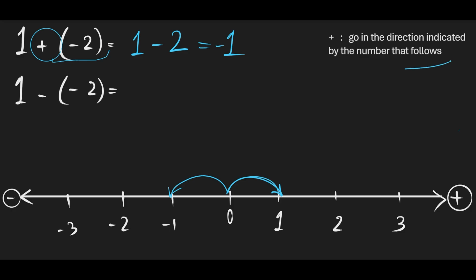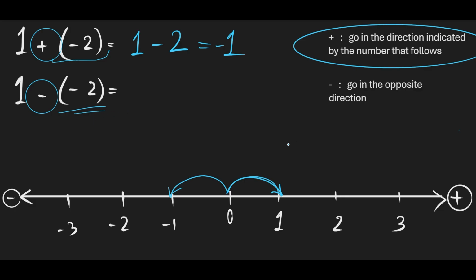So we learned that the plus sign says go in the direction indicated by the number that follows. In the second example, we have a negative sign here. Because we have a negative sign here and we have a negative number that follows, this -2 right here tells us to move to the left. But the minus sign in the middle says go in the opposite direction. So instead of going to the left, we're going to the right. So what we're doing here, we start with the 1, I move to the right 1 unit, and we end up here.